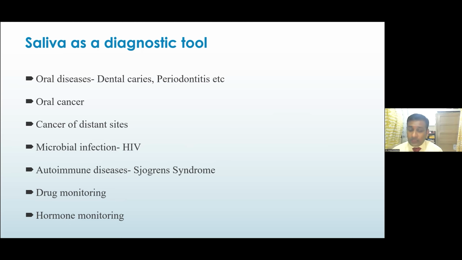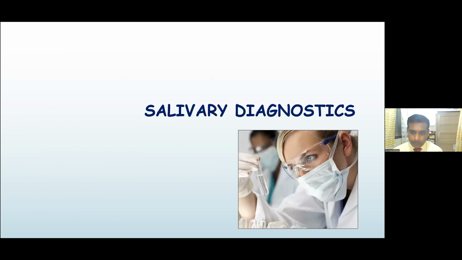Microbial infections such as HIV can be identified, though of course we have not really seen as much progress as we see in cancer. Some autoimmune diseases like Sjogren's syndrome, and routine drug monitoring as well as hormone monitoring, especially in athletes who need to monitor their hormones and drugs, the use of saliva as a diagnostic tool has great potential.